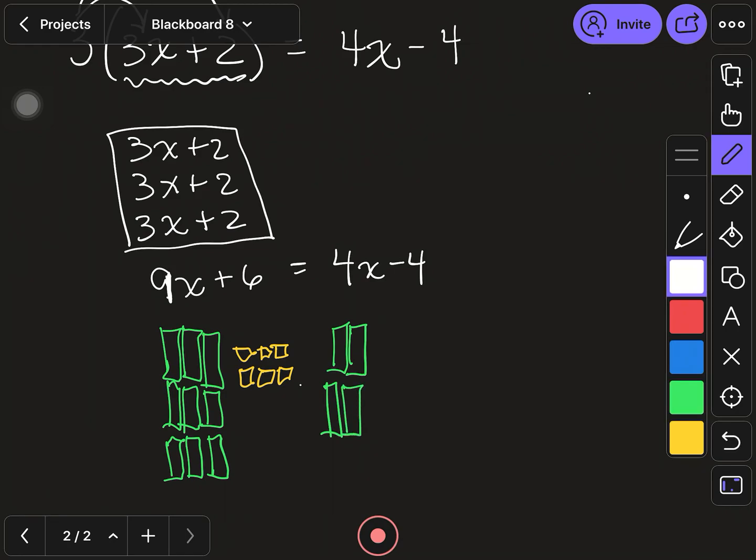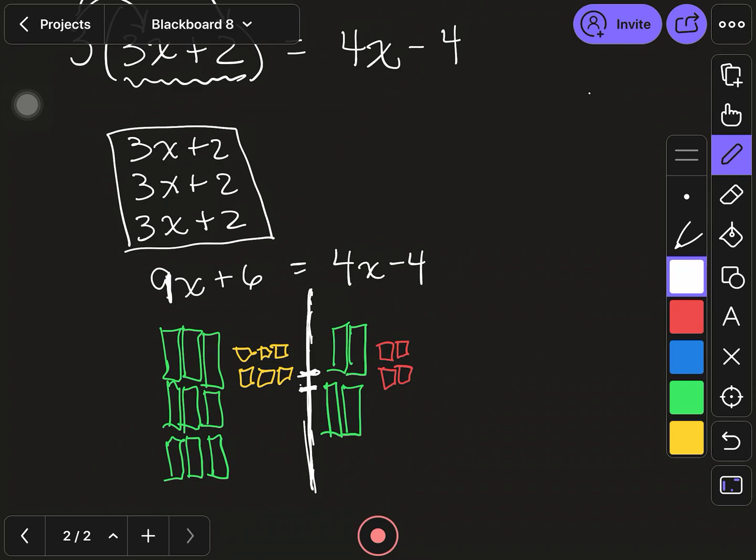And then on this side of the equal sign, the equation mat, we have 4x and we have minus 4. We have 4 reds here. Okay, so we still have our enemy lines, right? This is still our equal sign, and no matter what side I move it to, I have to flip it.